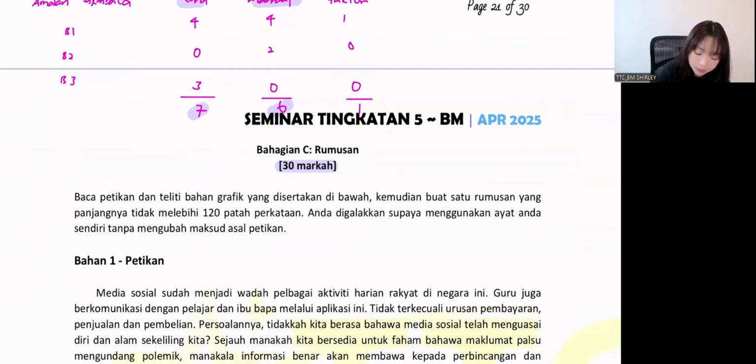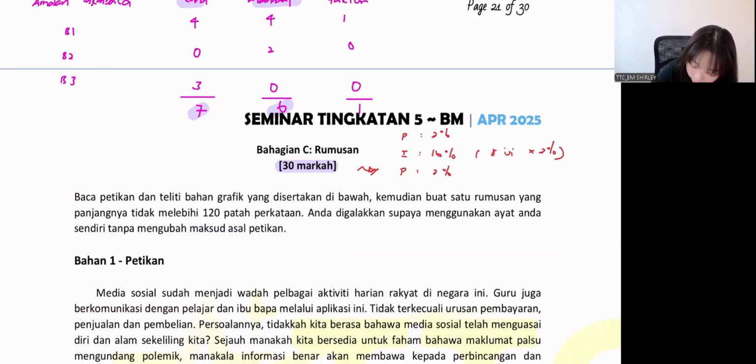Because a rumusan is 30 marks. So for this rumusan of 30 marks, you will have the opening, pengenalan, which is 2 marks. Then you will have the EC, which is 16 marks. The EC is 16 marks because it is 8 EC times 2, 1 EC being 2 marks. Then you will have the penutup, another 2. Then we have the bahasa. So bahasa is 10. So this is how the 30 marks derive.